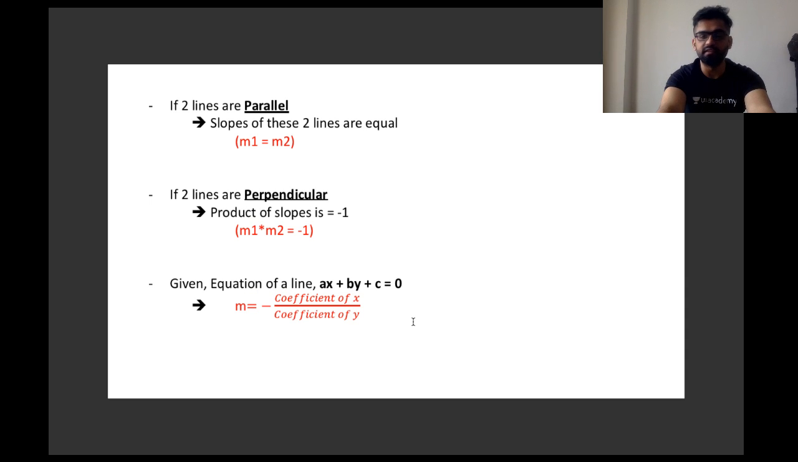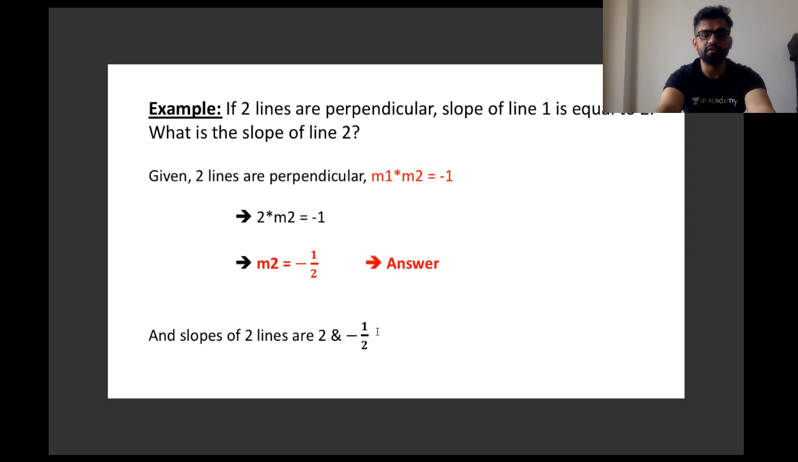ठीक है, सो कितने सारे तरीके हमने जान लिए एक स्लोप निकालने के लिए एक लाइन का. अब कुछ एग्जांपल्स करते हैं. If two lines are perpendicular, slope of line 1 is equal to 2. What is the slope of line 2?